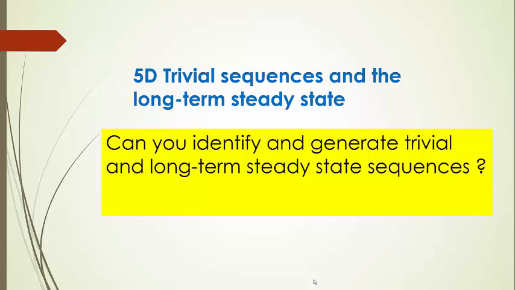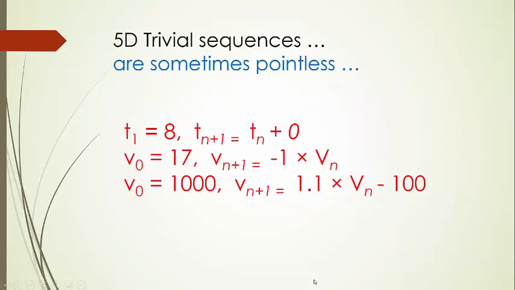Looking at 5D, we're going to be looking at two things: trivial sequences and something called long-term steady state. Here are some examples of trivial sequences, and by trivial we mean pointless. The first one, you'll see that the first term is 8 and each subsequent term is plus 0 each time, so we're going to be just producing a sequence of 8s, rather pointless.